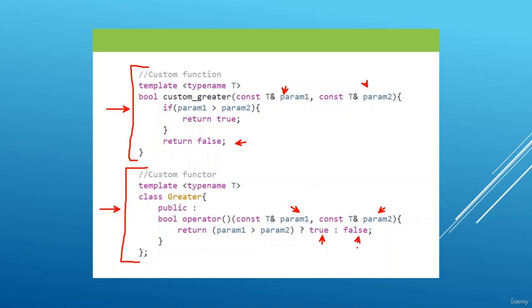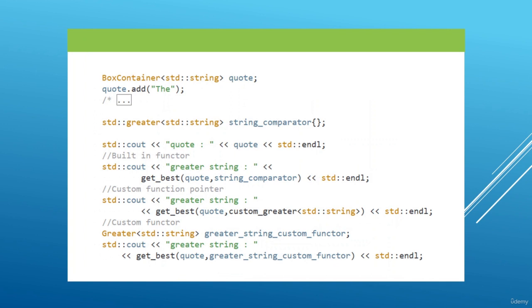But we can also use standard functors. So if we go down here in this slide, we're going to see that we can use std greater and specify that this is going to be comparing strings, and we will use this string comparator to compare two strings. And if what we have on the left is greater, the comparator is going to return a true. If what we have to the right is greater, we're going to return a false. This is how this is going to work. So we can really use any of these three function-like entities as callbacks.